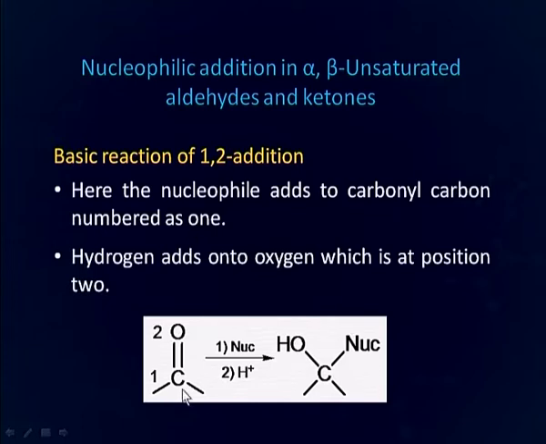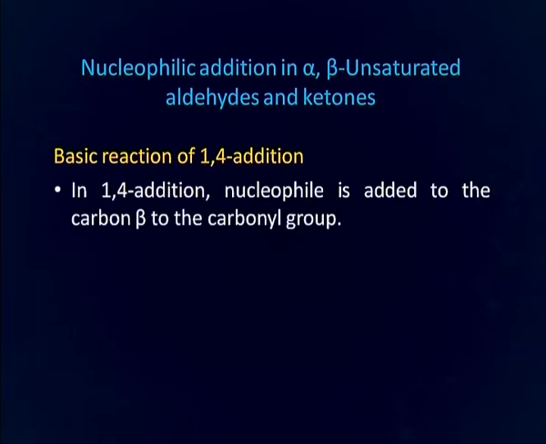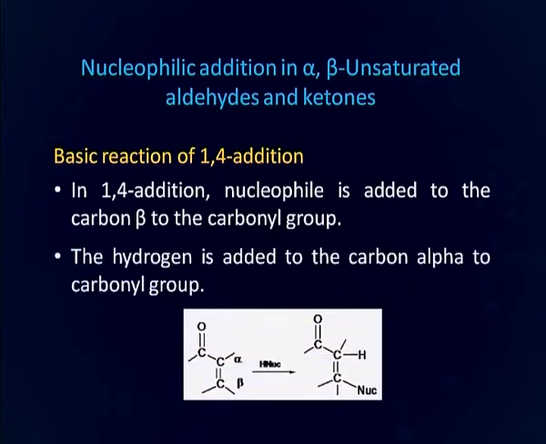The basic reaction which takes place in 1,2 addition is shown in this figure. We have a carbonyl group and in 1,2 addition the nucleophile comes at this electron deficient carbon and hydrogen goes to the oxygen. So, in case of 1,2 addition we get this kind of product formed from alpha beta unsaturated aldehydes and ketones. In case of 1,4 addition, the nucleophile is added to the carbon beta to the carbonyl group. The hydrogen is added to the carbon alpha to the carbonyl group.